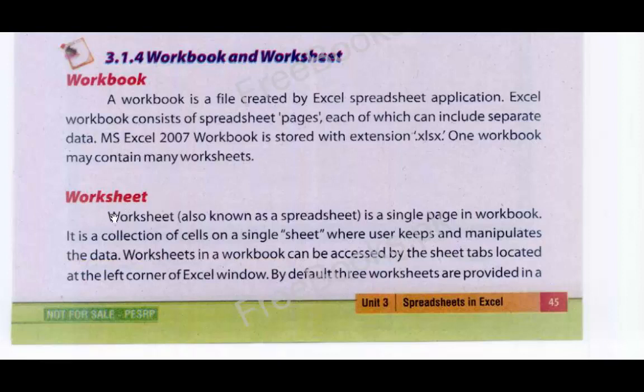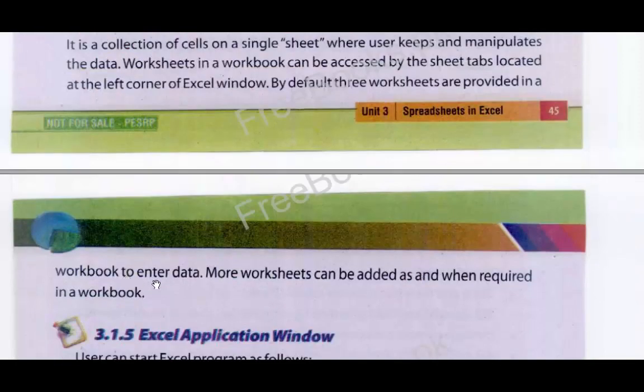What is worksheet? A worksheet, also known as a spreadsheet, is a single page in a workbook. It is a collection of cells on a single sheet where the user keeps and manipulates the data. Worksheets in a workbook can be accessed by the sheet tabs located at the left corner of the Excel window. By default, 3 worksheets are provided in a workbook to enter data. More worksheets can be added as and when required in a workbook.